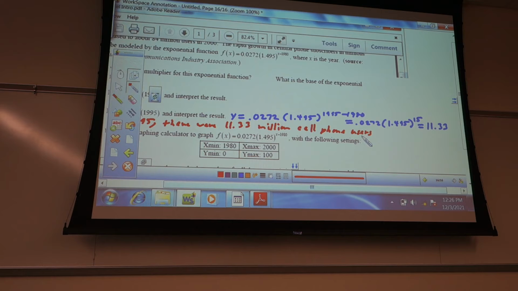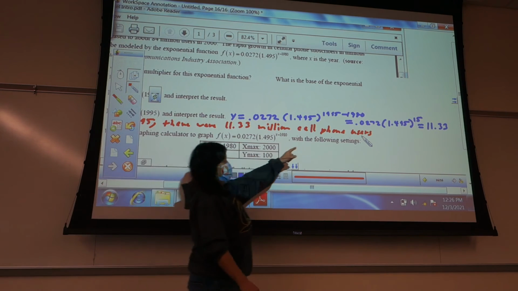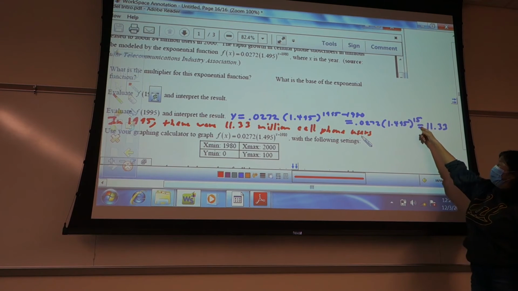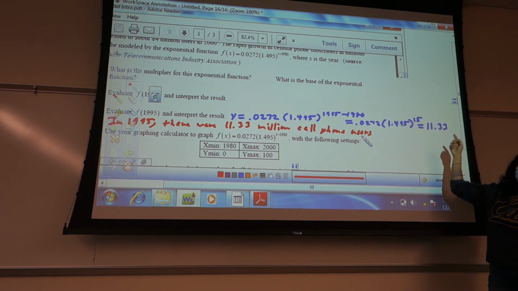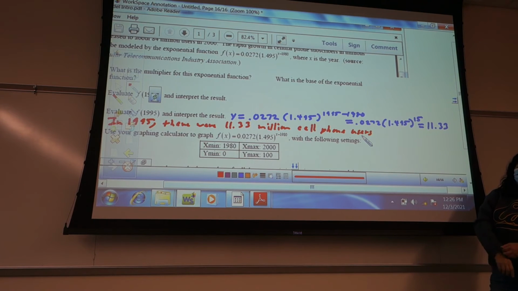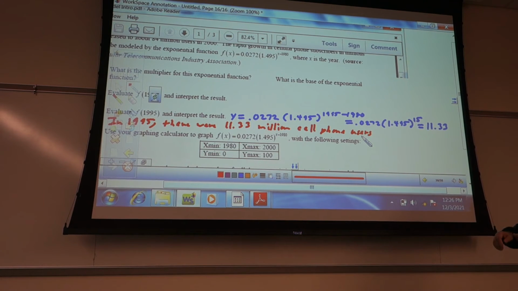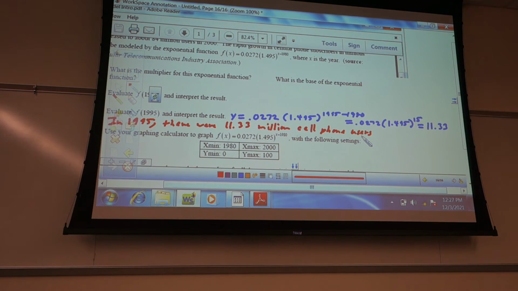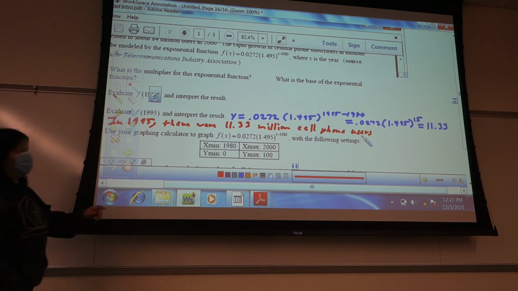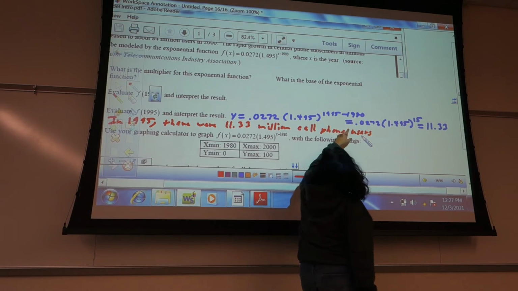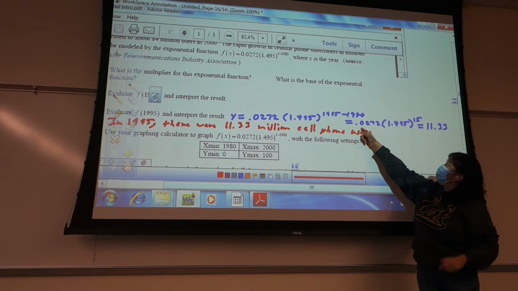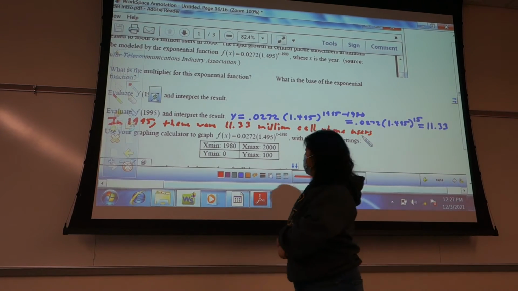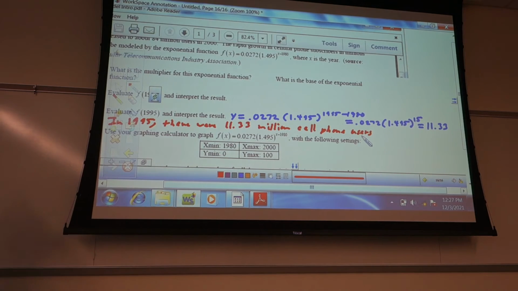Right, because when you plug in 1.495 to the 15th power times that, you get 11.33. I just got 113.288. Oh, did I do it wrong? No, you would say 0.02, not 0.2. Yeah, I made this number 0.02. Oh, okay. Yeah, that's right.